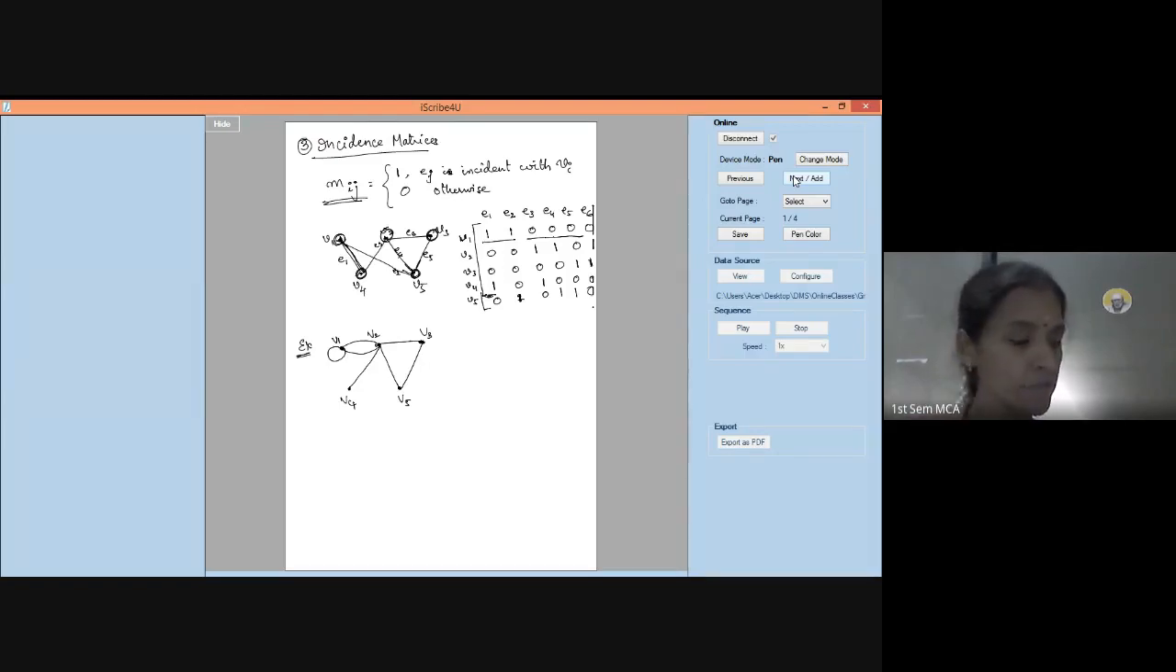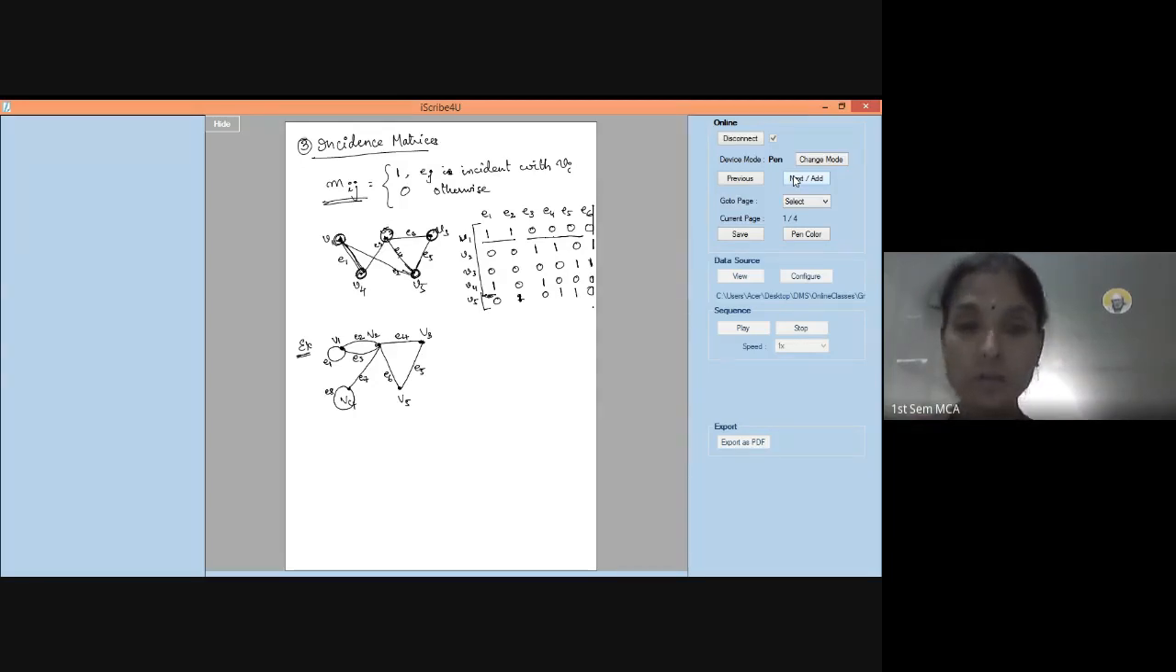That's all. Let me name the edges. This is E1 edge, this is E2, E3, E4, E5, E6, E7. Okay, there is a loop here. This is E8.